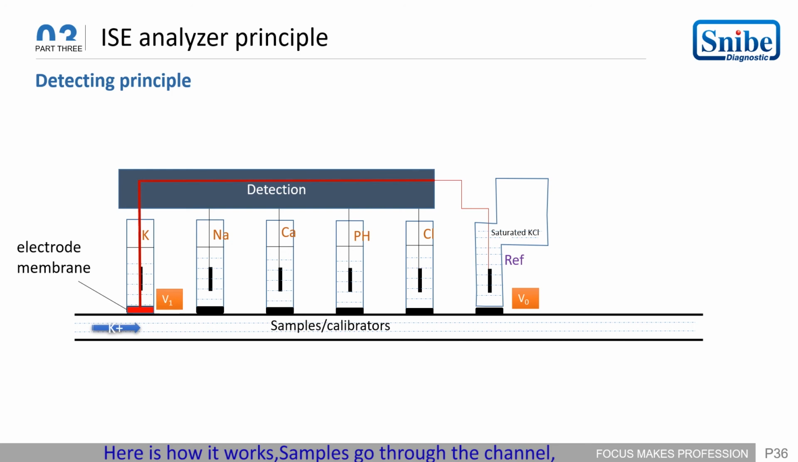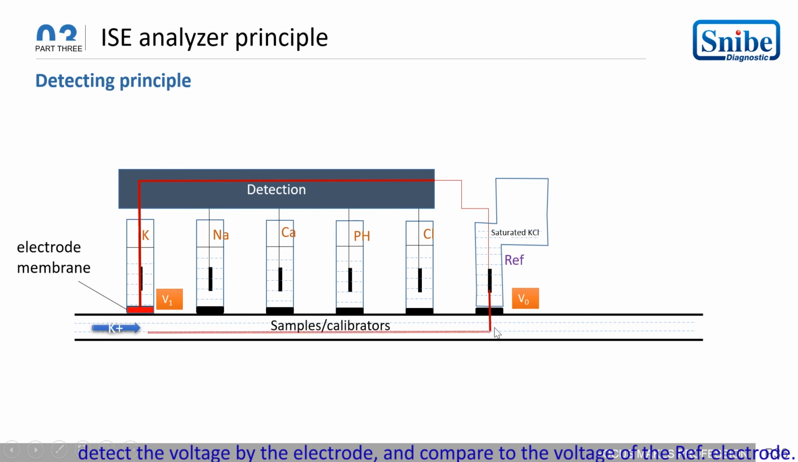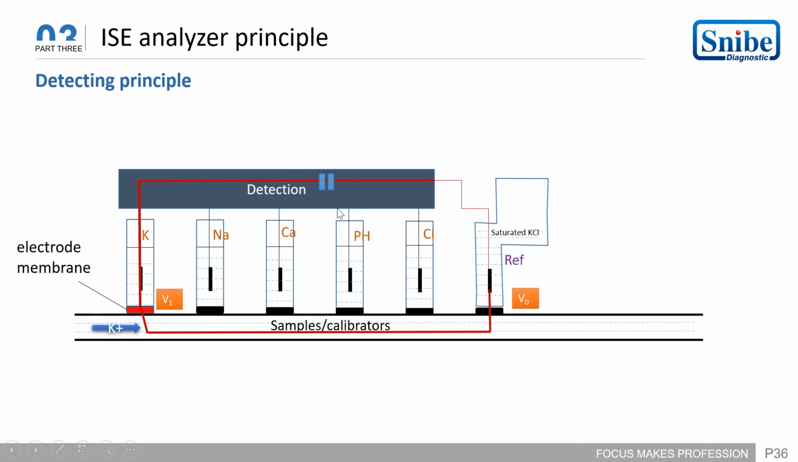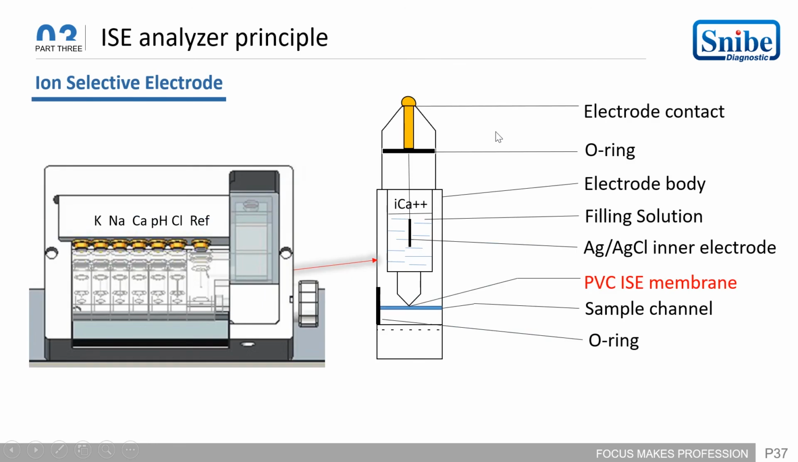Here is how it works. Samples go through the channel, the voltage is detected by the electrode, and compared to the voltage of the reference electrode. Here is the structure of an electrode. The key part is the PVC membrane.